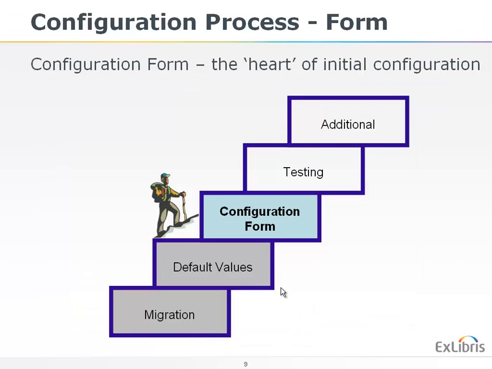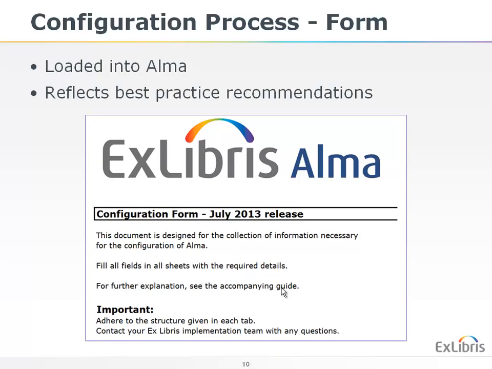The next step in the configuration process is the configuration form. The configuration form is the primary tool for initial configuration. After libraries and locations have been created during migration, the configuration form allows you to customize parameters related to fulfillment, acquisitions, resource management, and more. The customizations you make in the form will be configured in Alma by your Ex Libris team. The options available in the form reflect our best practice recommendations.